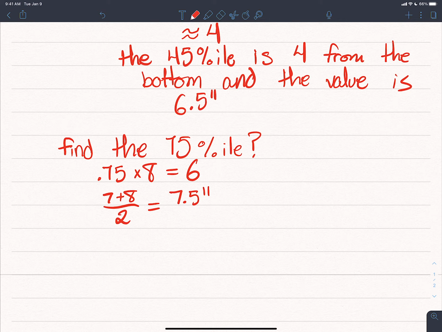And yeah, it's just a coincidence that it happened to be 7.5 and 75th percentile. There's no actual relationship there between the numbers. It's just a coincidence.